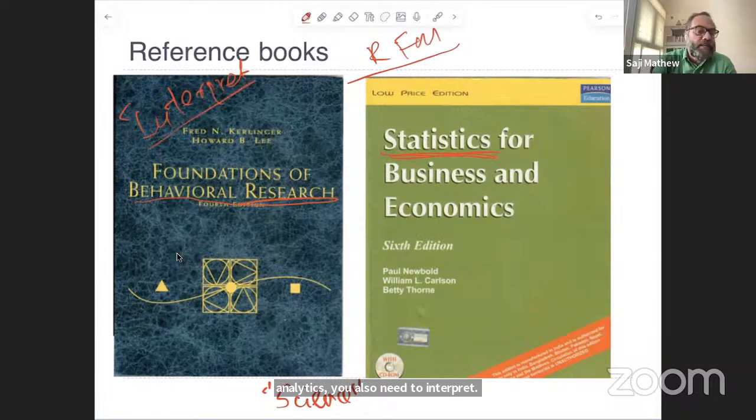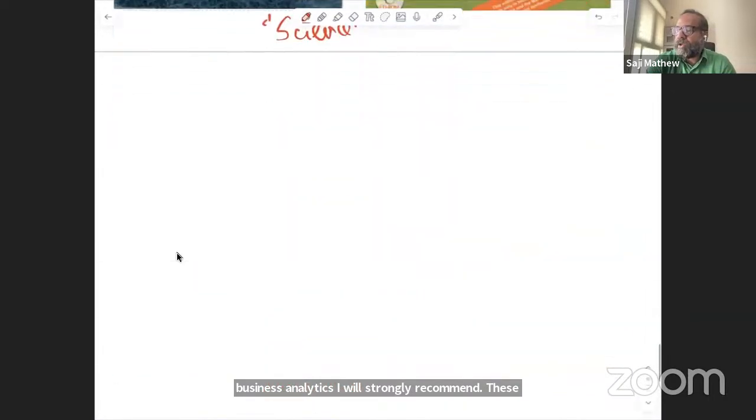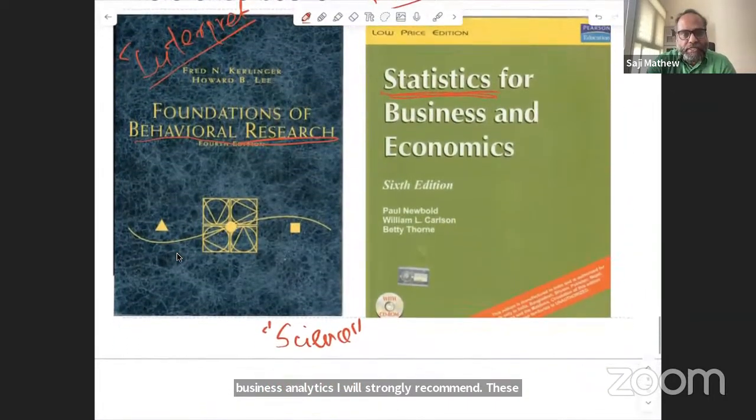Without interpreting the results, you cannot apply it. You can blindly apply, but you are actually not following a scientific approach. So in order to interpret data, in order to interpret results, you should have foundations in behavioral research as well. So all serious students of business analytics, I will strongly recommend these books as reference books. Okay, so those are my slides.